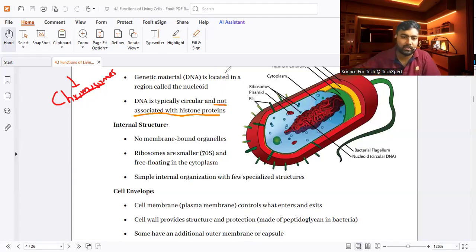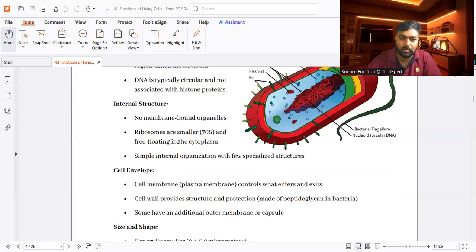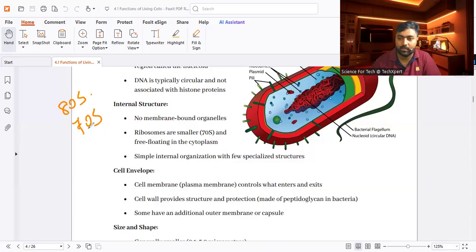Then internal structure: no membrane-bound organelles, we talked about them, and ribosomes are smaller. Then there are two kinds of ribosomes. One is 18S ribosome, the other one is 17S ribosome. These 18S ribosomes are associated with eukaryotic cells, and these 17S ribosomes are associated only with prokaryotic cells.